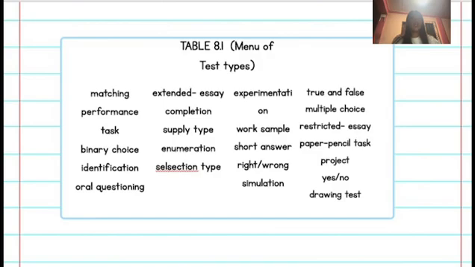So next is the short answer. So the purpose of this is to assess the comprehension. So ang atong understanding daw, recall of facts and ability to express ideas clearly and concisely. So this test type is recall.